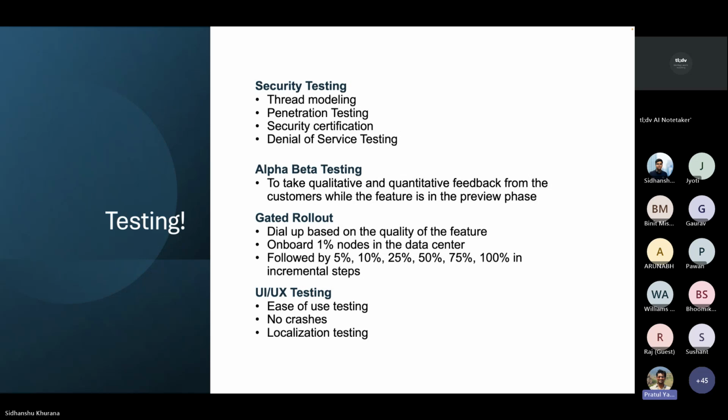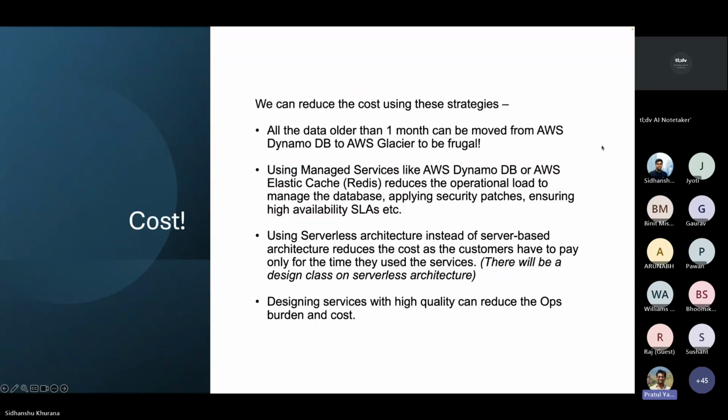UI UX testing is quite possible too, like localization testing. If your app looks a certain way in India, how will it look in Russia, because those languages would be different? So ease of use testing, and there should not be any crashes. We can move forward. Cost.